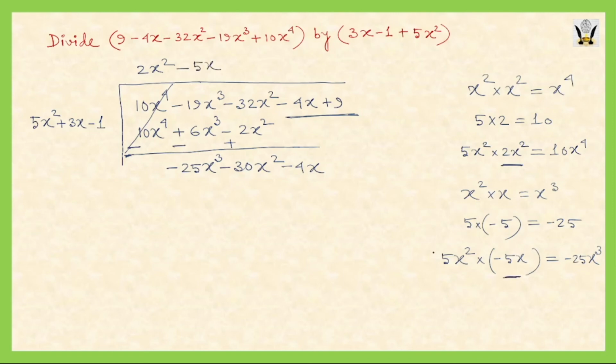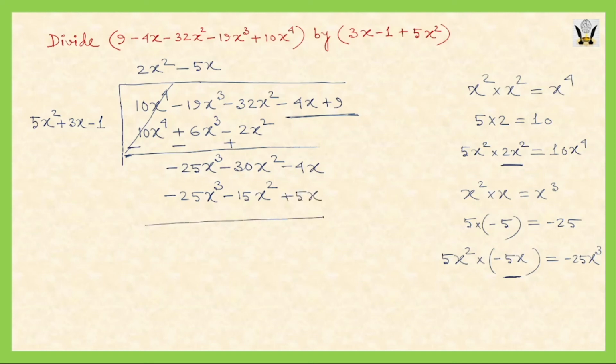Now minus 5x, when it will be multiplied with the first term here, it will become minus 25, as we have seen, then x to the power 3. Now again minus 5x, when it will be multiplied by the second term of the divisor, then minus 5 and here 3, so minus 15, and here x and x square. Now here it is minus 5x, here it is minus 1. So minus 5x and minus 1, when they are multiplied with each other, it will become plus 5x.